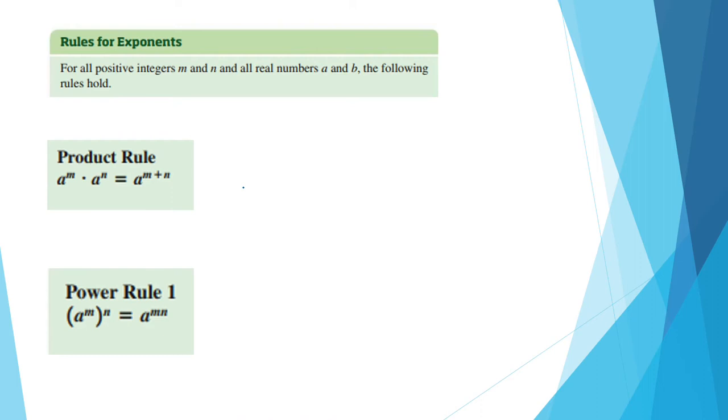We're saying a to the m times a to the n, we're going to have to add the exponents together. For example, if I have x squared times x cubed, we're going to have to add the 2 and the 3 together, and that's going to give us x to the 5th power.